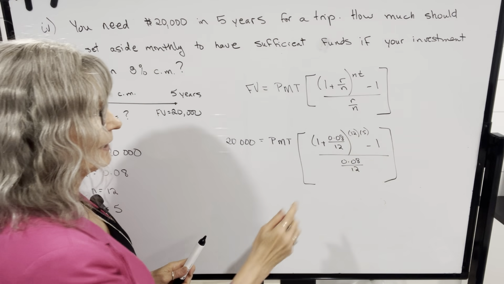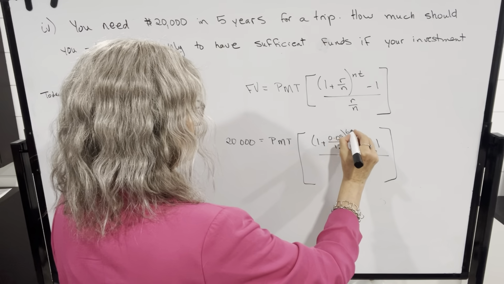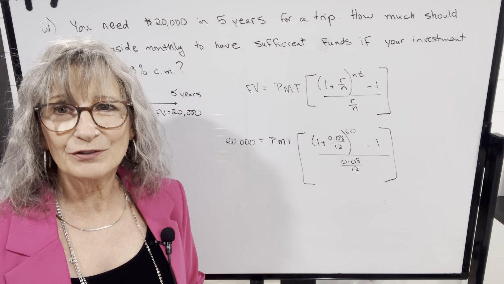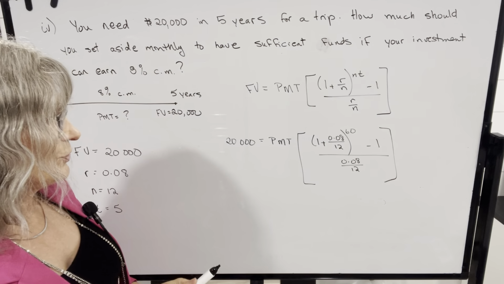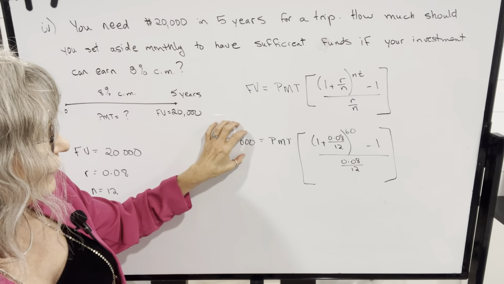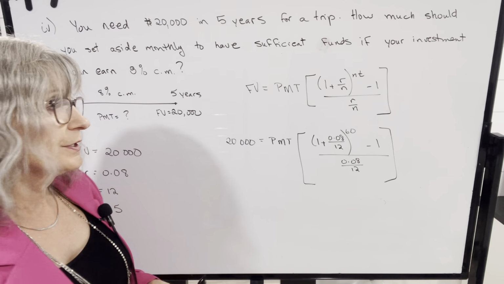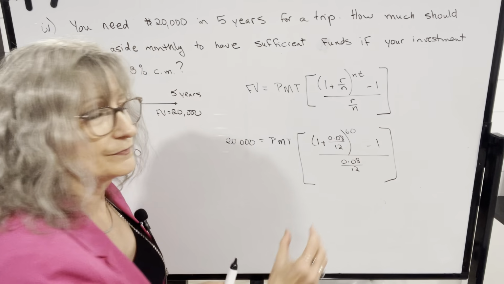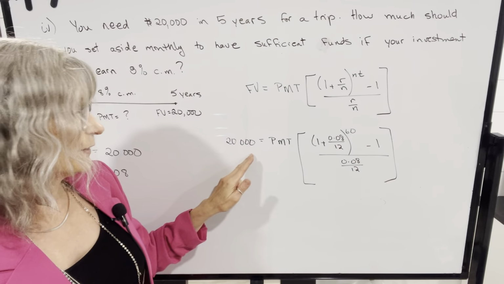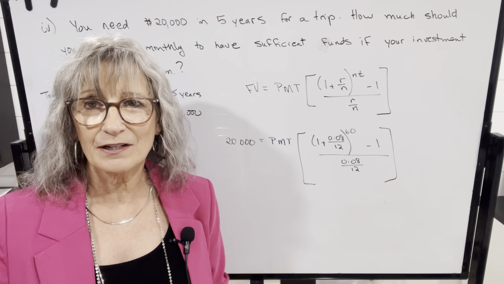Again, we can simplify 12 times 5 before we start and write 60. 0.08 divided by 12 is not an even number, so we're going to leave it in fraction form. 2 ways you can solve this. To isolate for the payment, you can divide $20,000 by this whole expression, or you can find this value, and once you've got one value, then you can divide 20,000 by it. Just be careful that you don't round anything off when you're doing that calculation.